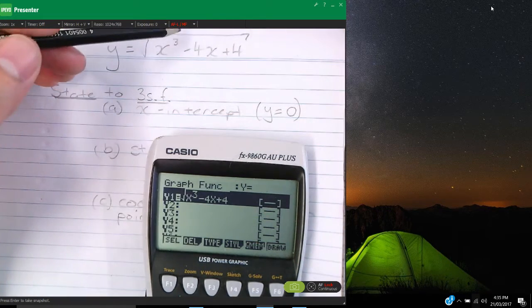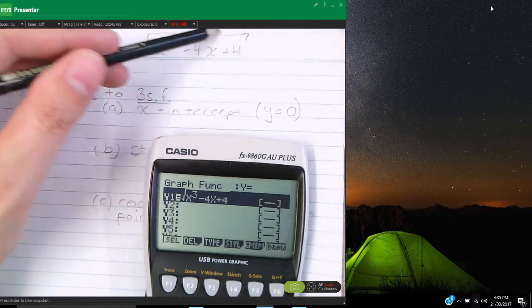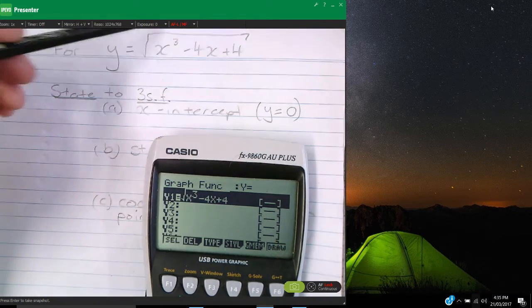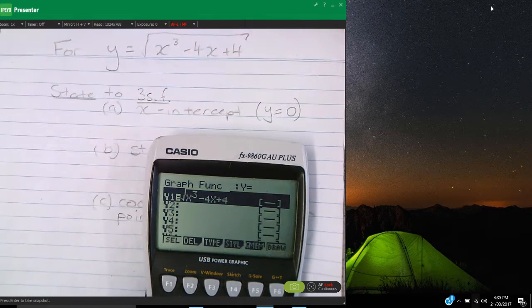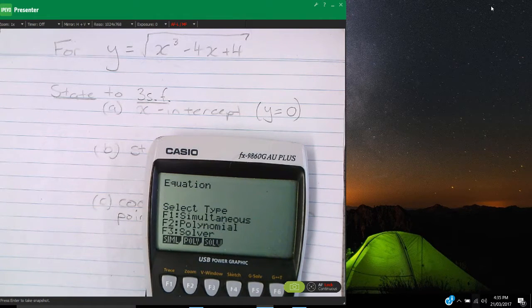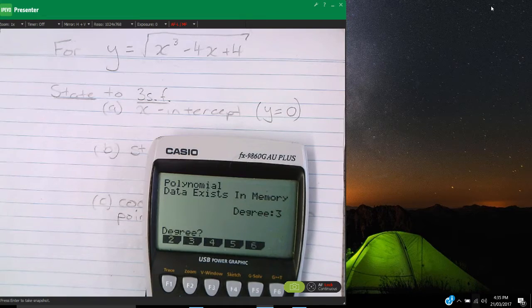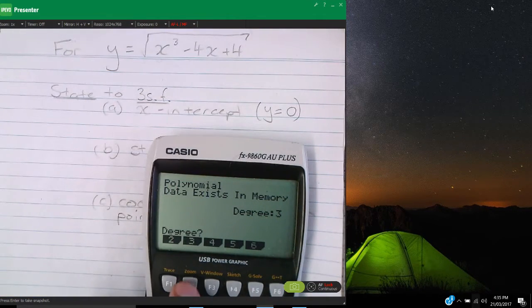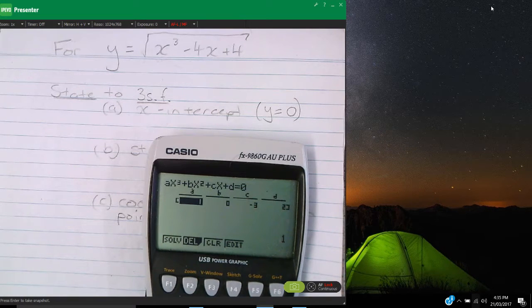Now we said that if the cubic was equal to 0, then y will be equal to 0 because the square root of 0 is still 0. So let's try this another way. I'm going to go to another section of my calculator called equations. Now I'm going to solve a polynomial equation. This is a degree 3 polynomial because it's a cubic. So let's put in the coefficients.